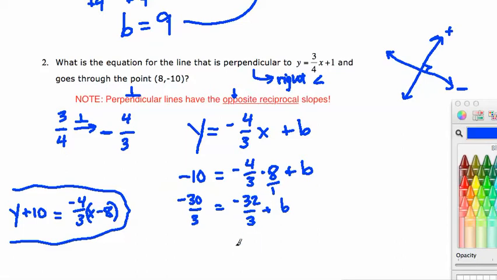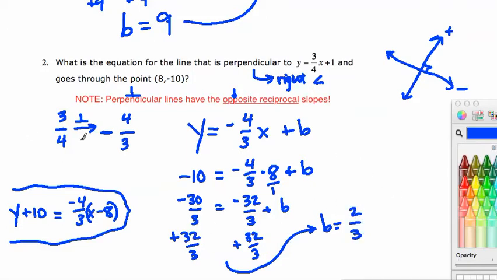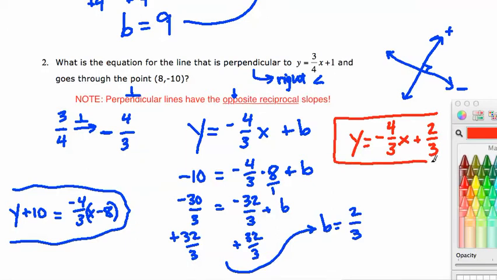And then to solve for b, we add our 32 thirds to both sides, and then we get b equals, all right, -30 thirds plus 32 thirds. Well, that's a difference of 2 thirds, so b is 2 thirds. And our final answer, I'll write in red up here, y equals -4 thirds x plus 2 thirds. And that's a pretty messy one. I'll try in the future to make it not be so messy.